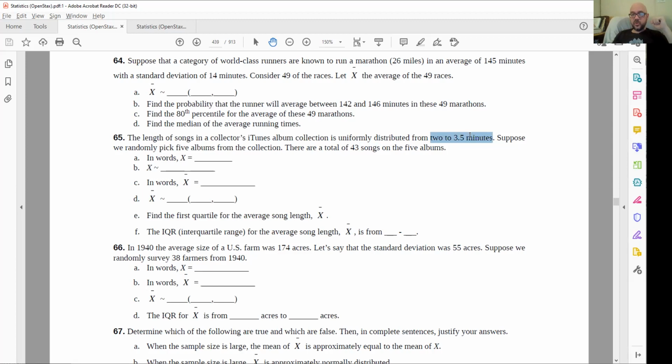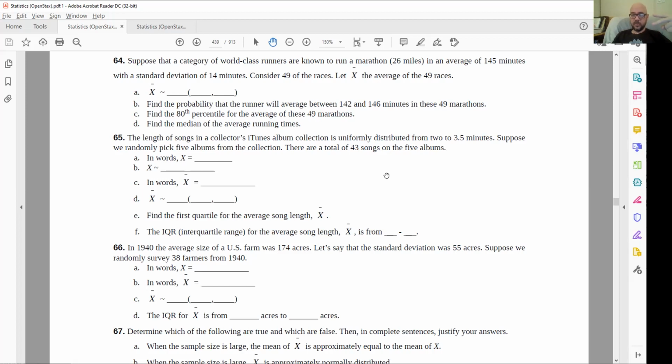are from this distribution, uniform from 2 to 3.5 minutes, which, by the way, the person who wrote this song does not appear to know how long songs are. 2 minutes is really short, and 3.5 minutes is pretty medium. The maximum value of the songs in this collection should probably be higher than this, but whatever, we're just going to run with this, right? So this is the distribution of songs, of the song length, not album length. And we got 43 songs. So we're ignoring the fact that they're from 5 albums.